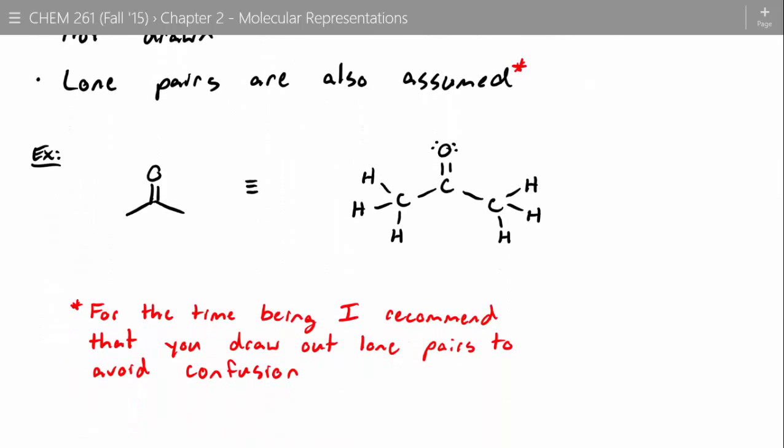All right, the lone pair thing. For the time being, I really, really, really recommend that you draw out lone pairs. It's better to draw them out. That way you don't confuse yourself, and I'll show you a few cases where it can be a little ambiguous if you omit them. So what we call this, when we draw it out this way, is a bond line formula, or bond line structure. And this is far and away the most common way you'll see organic molecules written. It saves a significant amount of time.